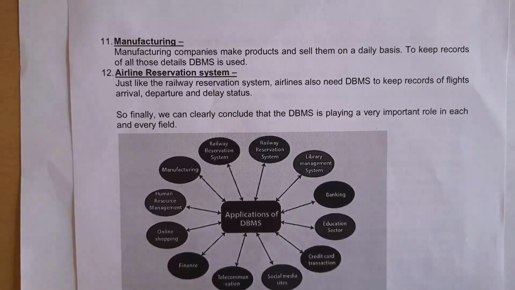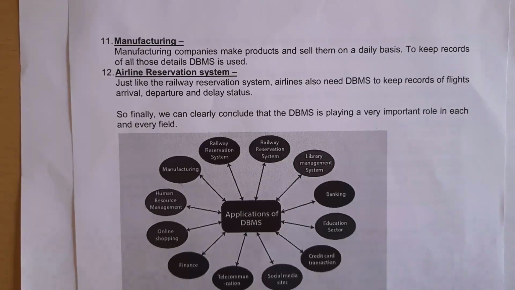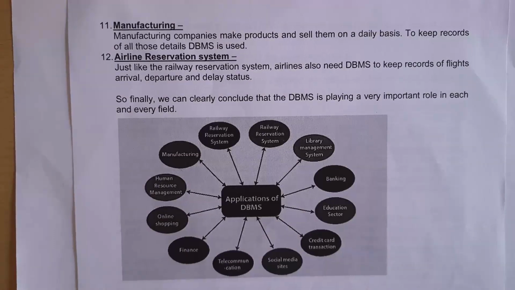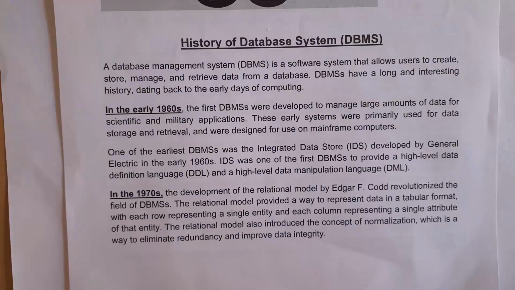All this information is stored in airline database. So we also use database management system software in airline. All these are various applications of database management system. Applications of database management system means that in various fields we use database management system software in order to manage database. Next I will explain history of DBMS.